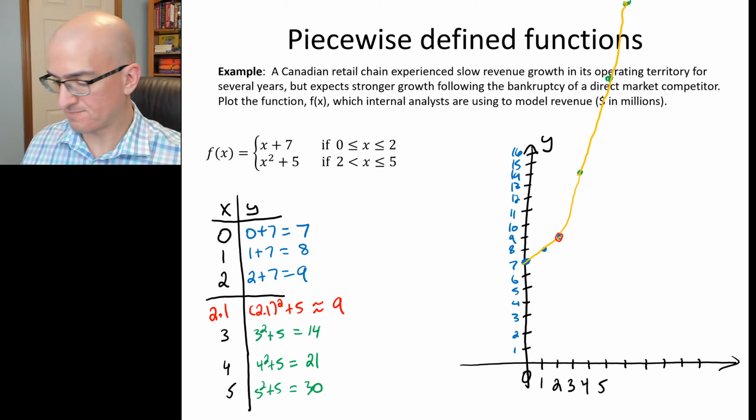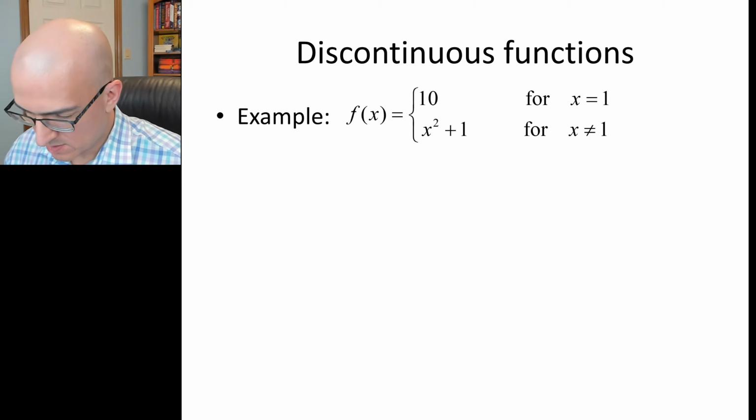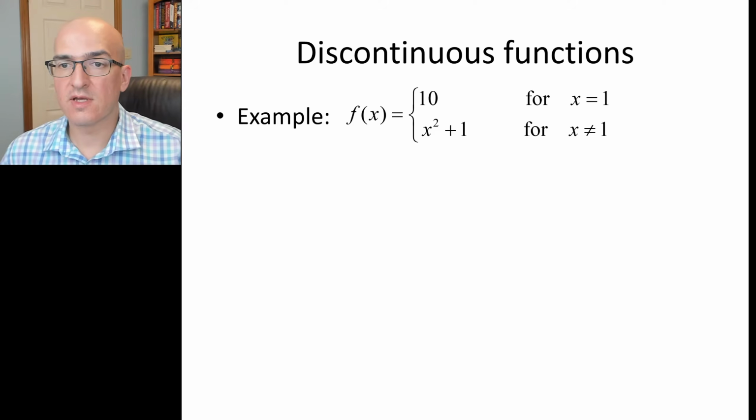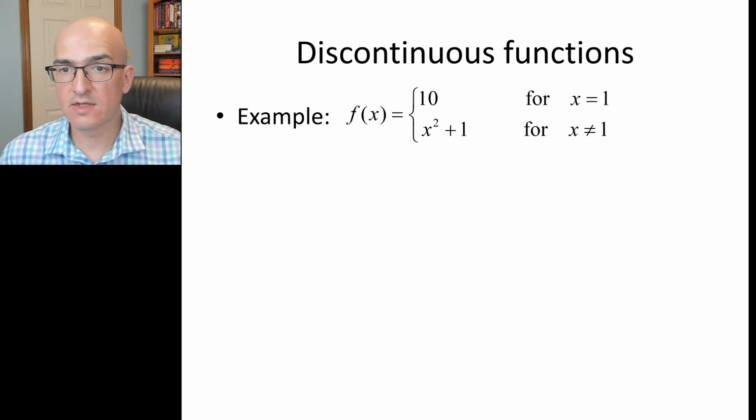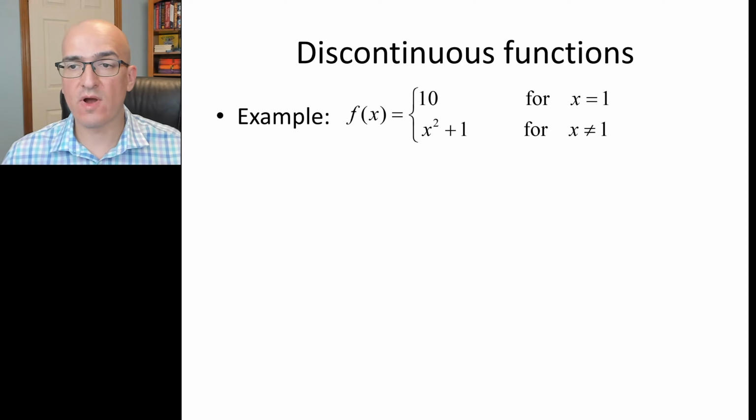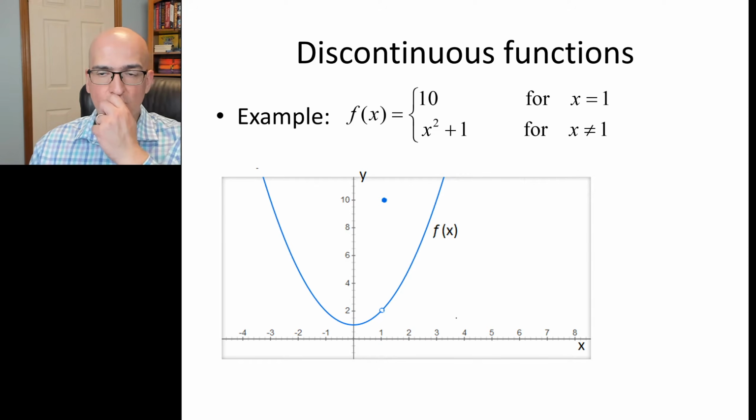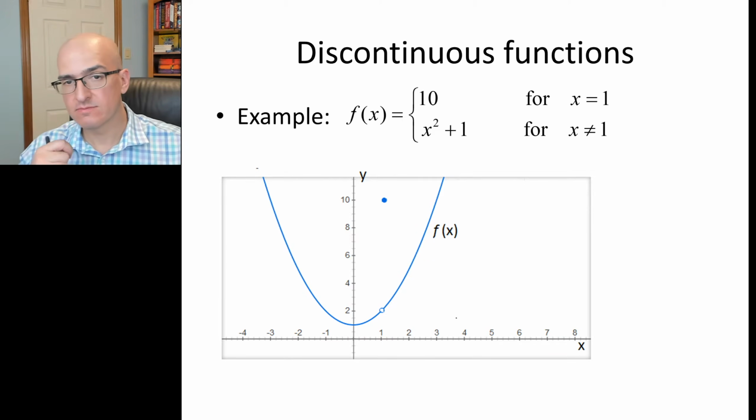Okay, next, this function is another piecewise function. f of x is 10, so a y value of 10, for only x equals 1, and it's a y value of x squared plus 1 for x not equal to 1. What does this look like? Well, the bottom part, x squared plus 1, is a parabola. It's shifted up 1 unit.